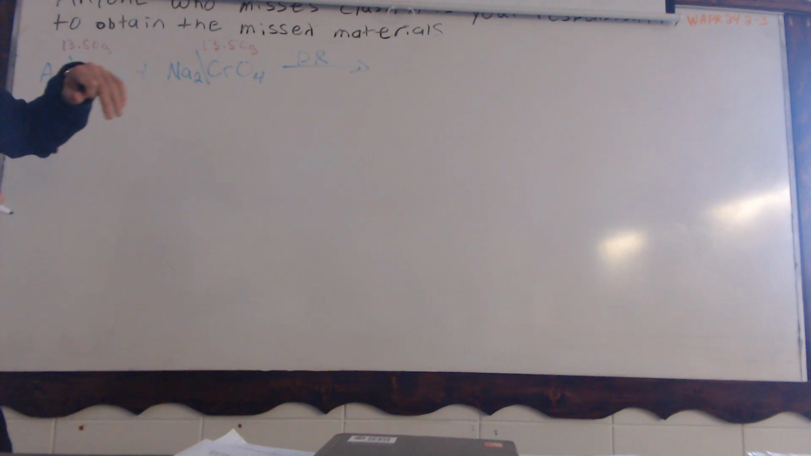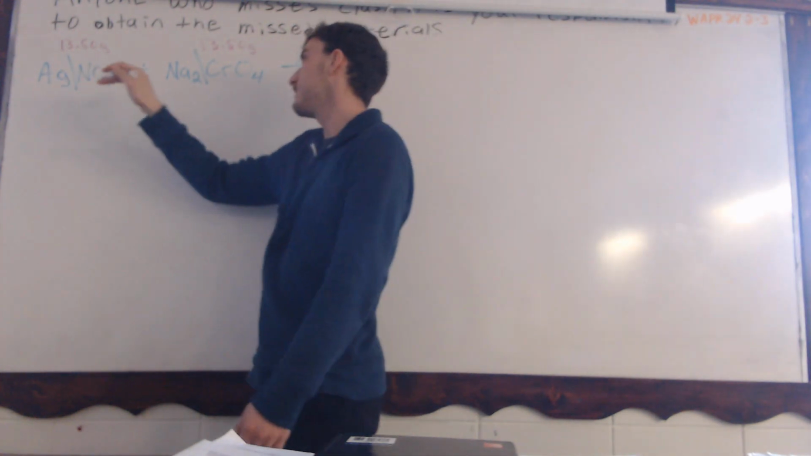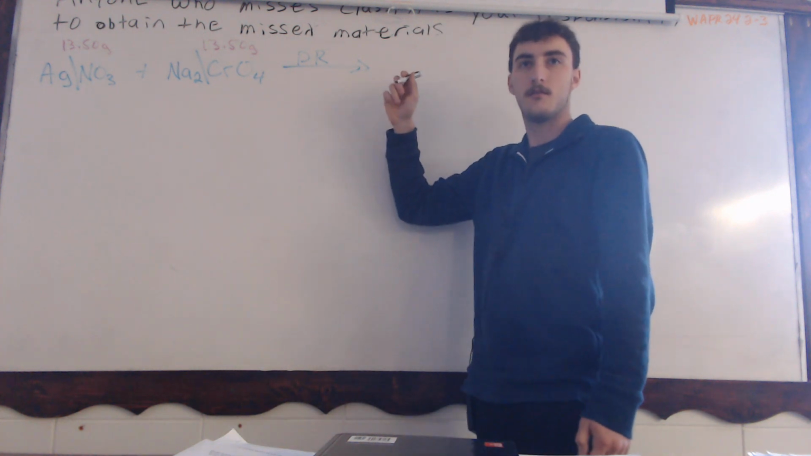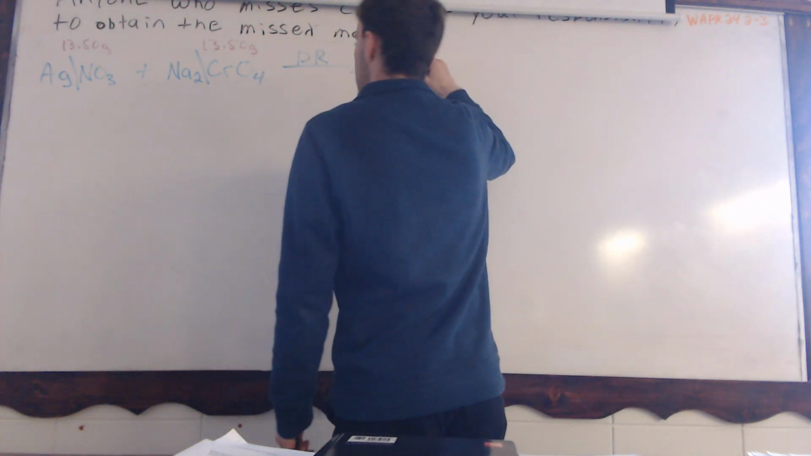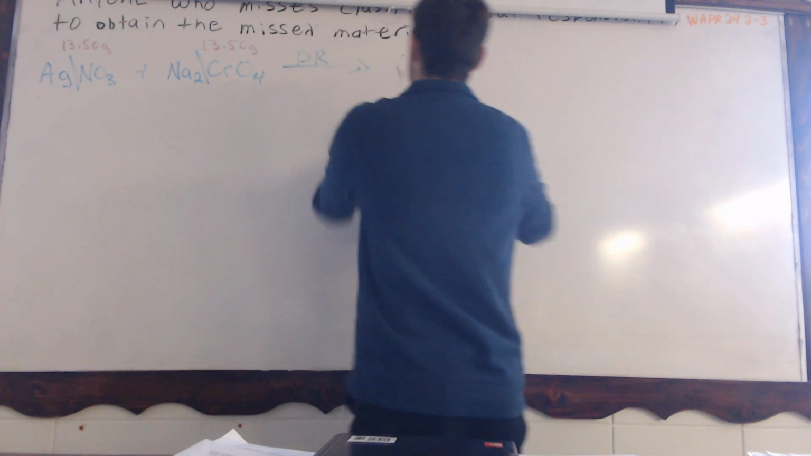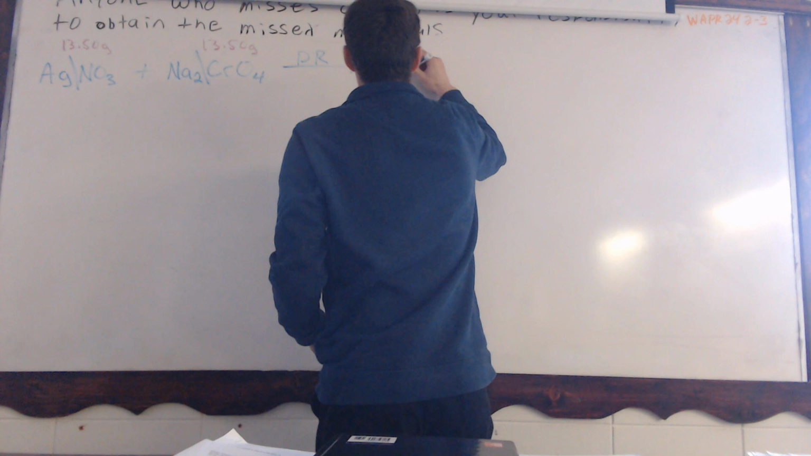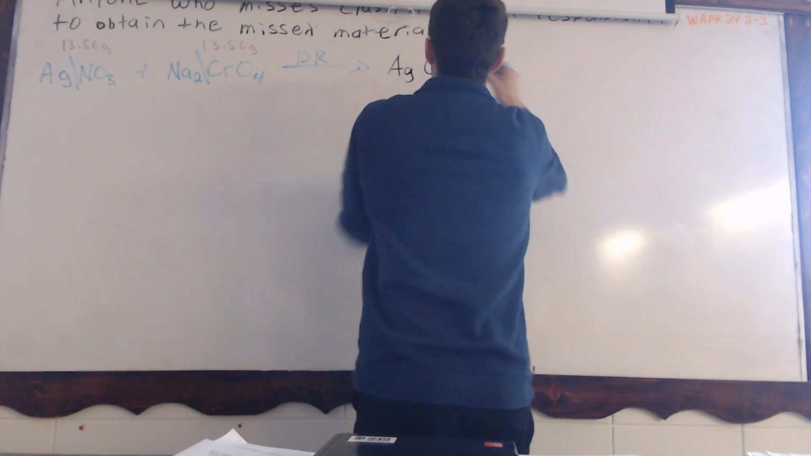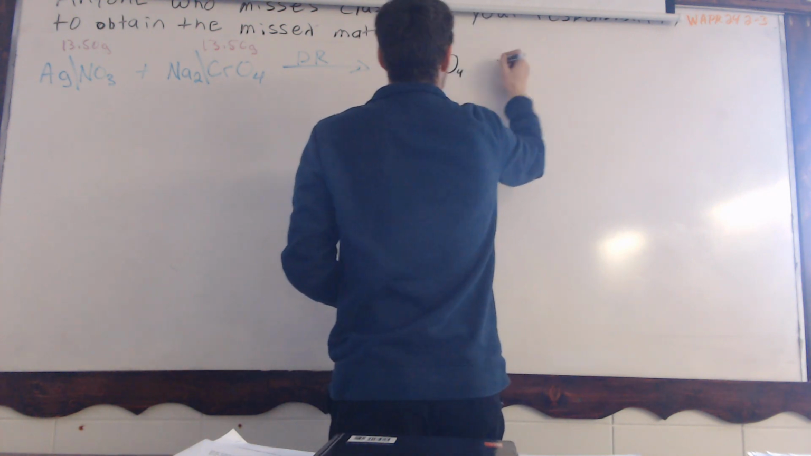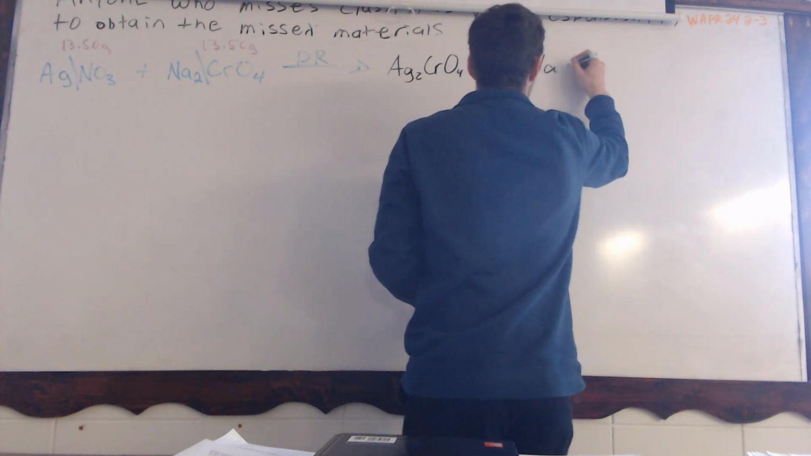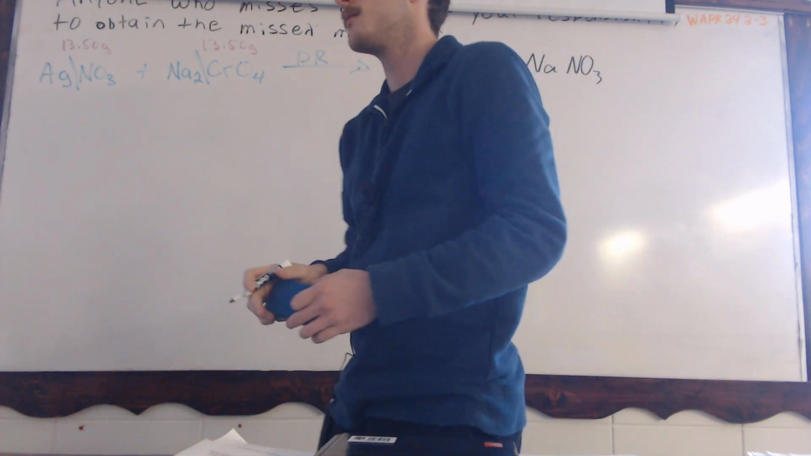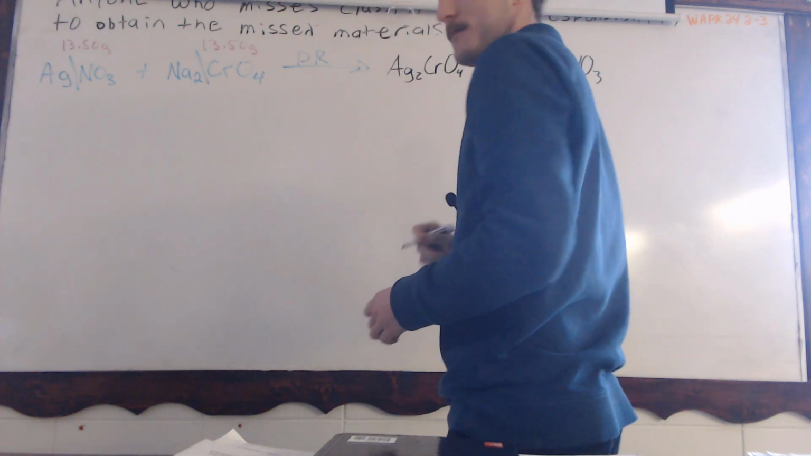Let's write the second half of this equation. So I'll have silver nitrate plus sodium chromate will equal silver chromate. Yeah, get out your notebooks. You did not make the same mistake. Ag2? Yep.